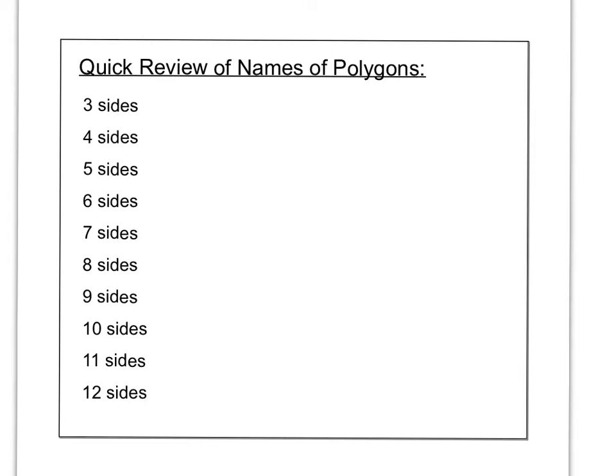All right, so filling these in, we have 3 sides is a triangle. 4 sides is a quadrilateral. A lot of people forget and write square or rectangle or something like that, but quadrilateral is the big name for the whole group of 4-sided polygons.